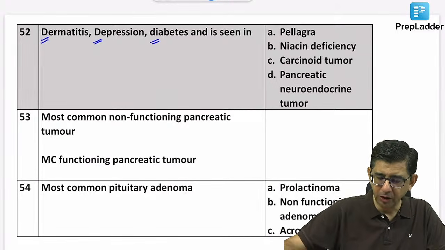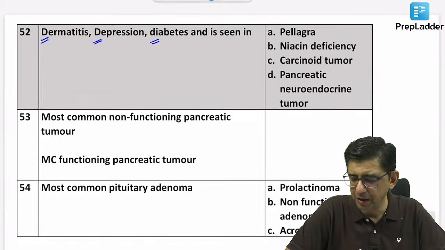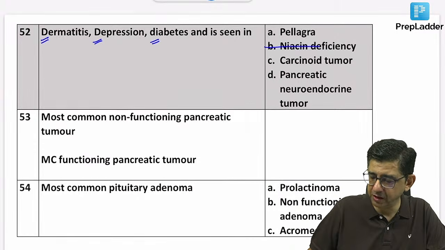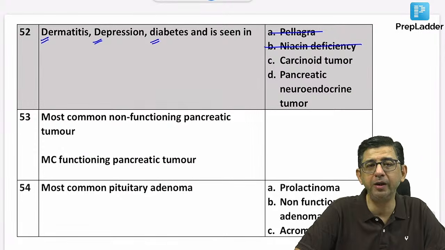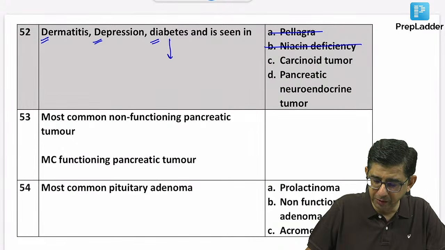Dermatitis, depression, diabetes would be seen in the couple of D's that are given in this question. These D's would help you in identification, right? Because of dermatitis, depression, and diabetes, the answer is not pellagra or niacin deficiency, guys. Niacin deficiency will not be having diabetes. I mean, diabetes mellitus, the blood sugar is raised, so why would the blood sugar rise?